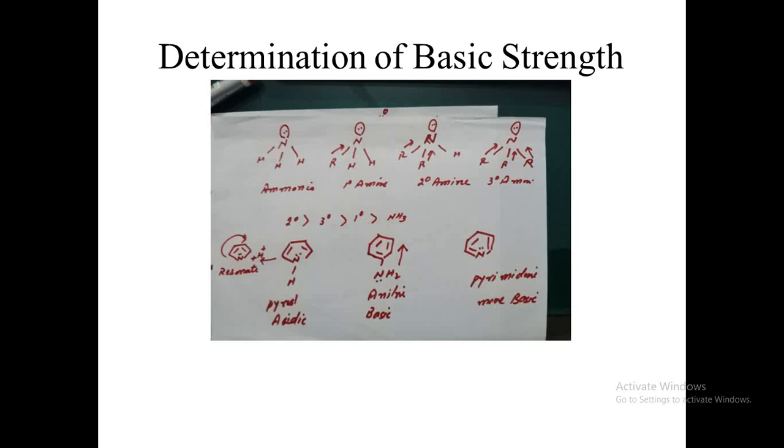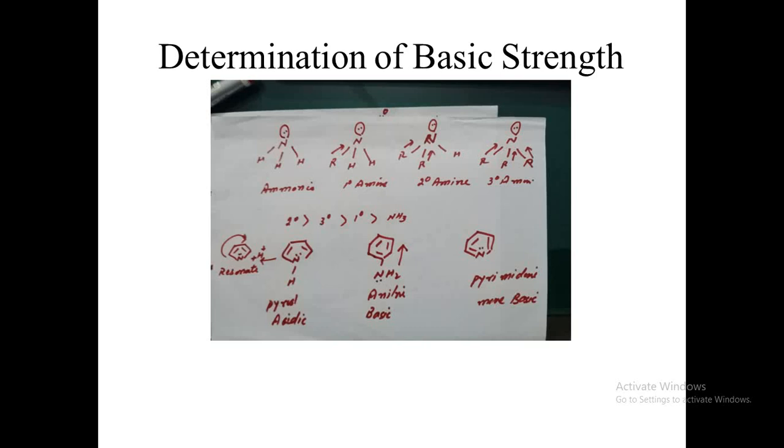So which one will be the best base, the one which can donate an electron pair easily? That will be a stronger base. In ammonia, there are 3 hydrogen atoms, and we know that hydrogen is taken as a reference. It has neither a donating nor a withdrawing inductive effect.